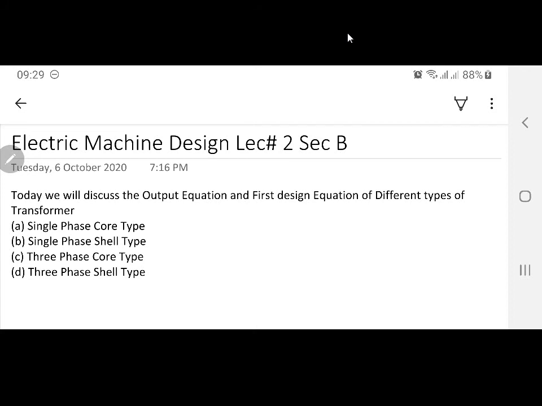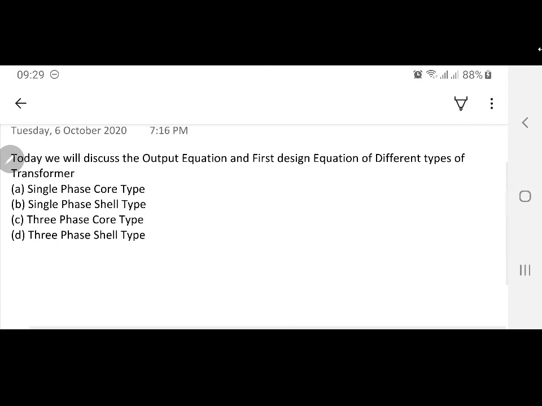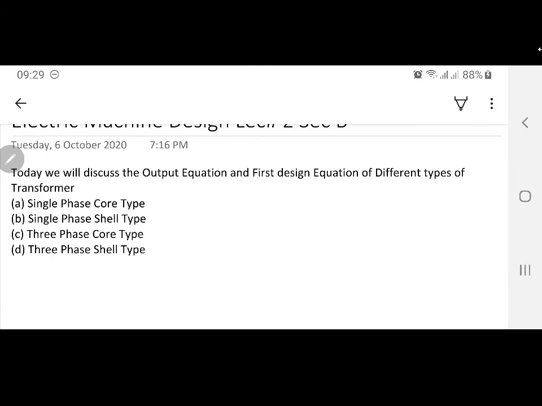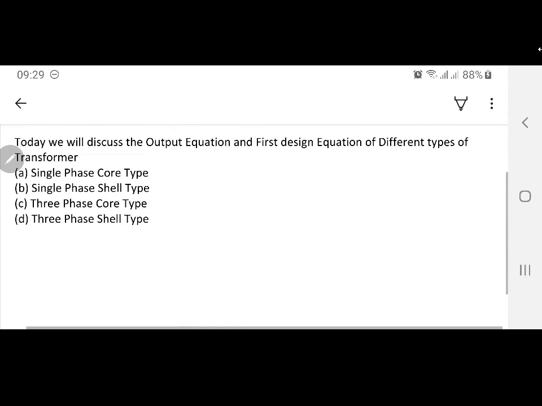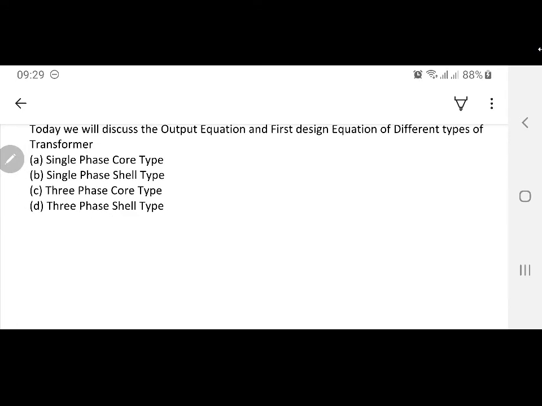Okay, today we are discussing the output equation and the first design equation of different types of transformer. We are discussing single phase core type, single phase shell type, three phase core type and three phase shell type. Now we have gone through all these four in the last lecture, and we did a little bit of revision of what a transformer was, and I hope you have done a little bit of reading from your Chapman and have a know-how about transformers.